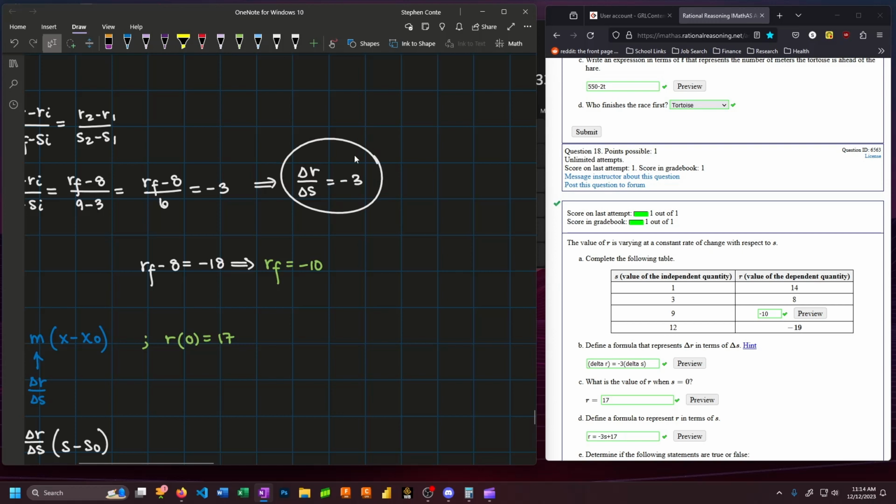So all we have to do with this is just multiply by delta s on both sides, which would tell us that delta r is equal to negative 3 times delta s. So we have a function delta r which is dependent on an independent variable delta s. So we have a function that's defined in terms of delta s, right? Because we have a constant times that independent variable. So this is your answer for B.